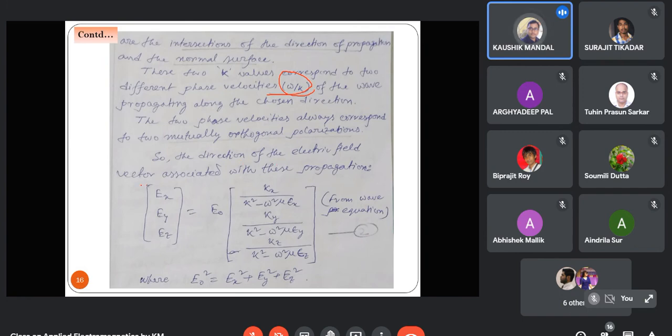Now from the previous equation, that is equation number 1, or from the wave equation, to identify the direction of electric field, you can rewrite the equation in this particular form: Ex equal to E0, where E0 equal to Ex square plus Ey square plus Ez square. So from this particular equation number 2, you can easily find out the direction of electric field.